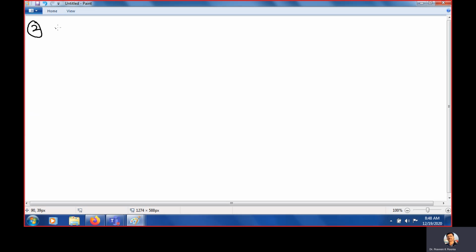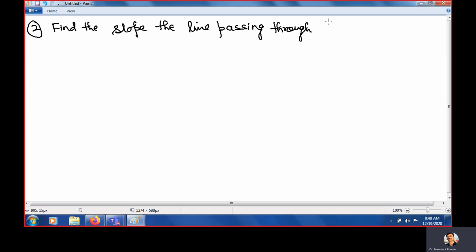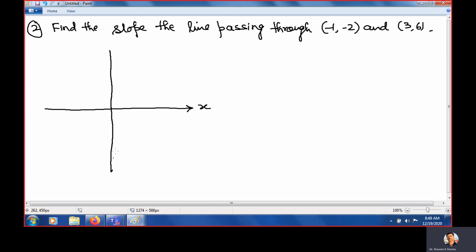Now example number 2, find the slope of the line passing through. What are the points? It is minus 1, minus 2 and 3, 6. This is okay. So first we will draw this on XY plane. This is X-axis and this is Y-axis. Okay. Now minus 1, minus 2.